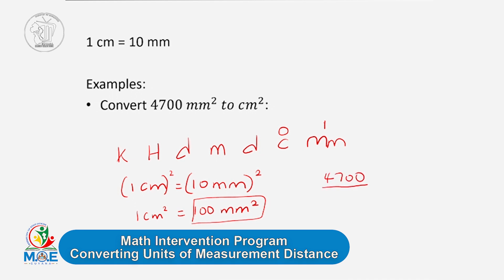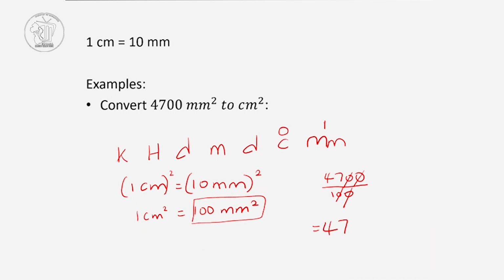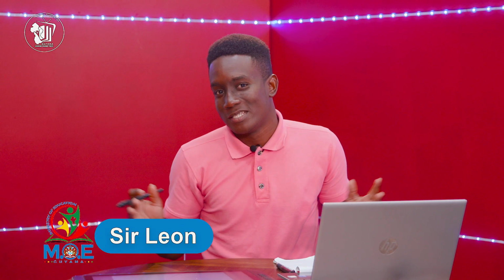So this would be 4,700 divided by 100. This 0 cancels with that 0. This 0 cancels with that 0. So this is equal to 47 cm squared. And that is our answer of how we convert from millimeters squared to centimeters squared. And with that, it has brought us to the end of this video.